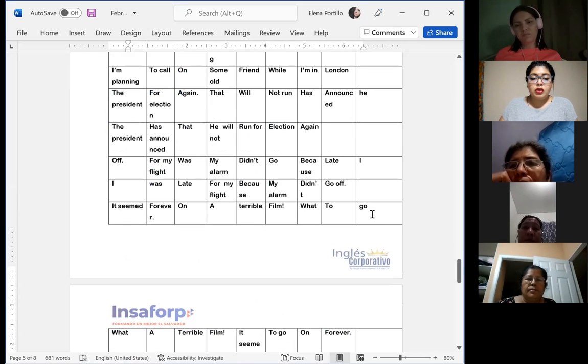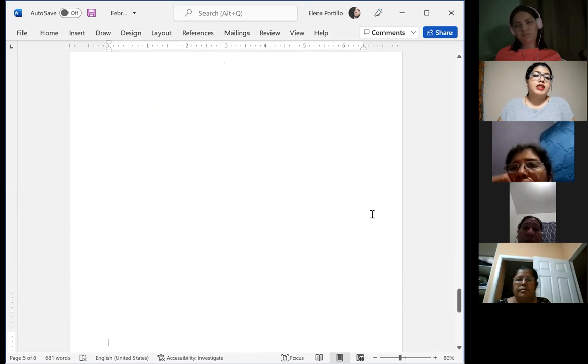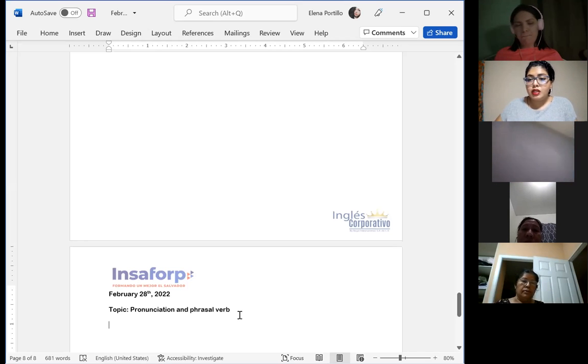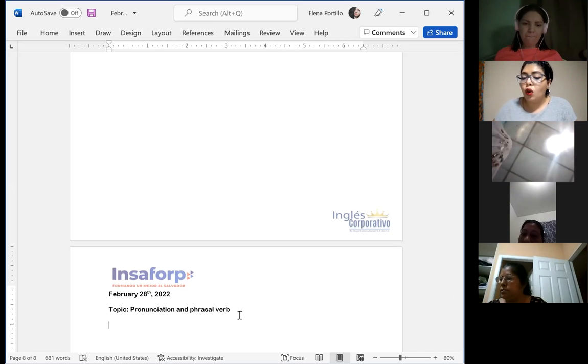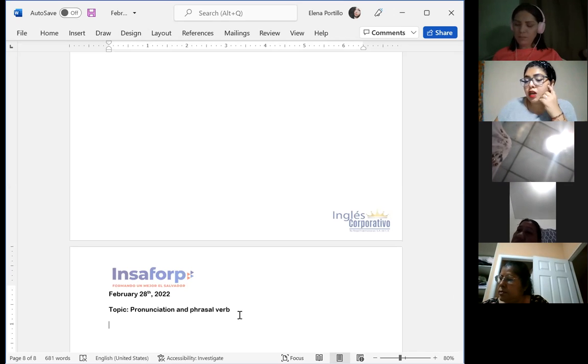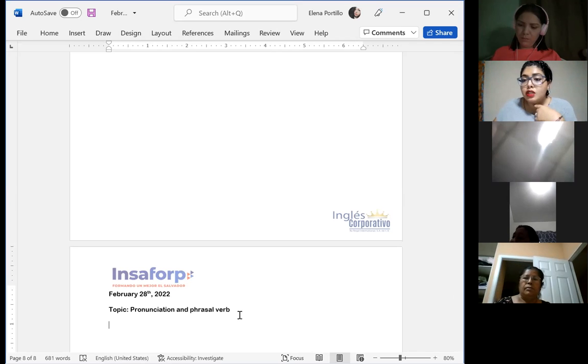And now we are going to talk also about the two-part verbs. But in this case, we are talking about pronunciation and how to pronounce these two-part verbs. And also we are going to talk about the phrasal verbs. Those are the two topics that we are going to develop in this session. So we are going to start with topic number 1, that is pronunciation.